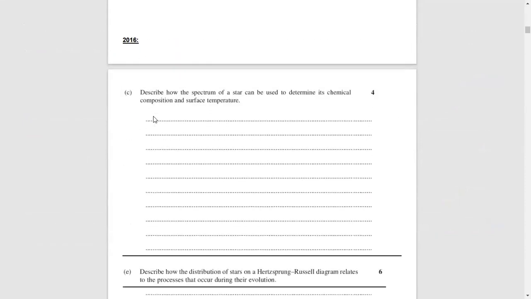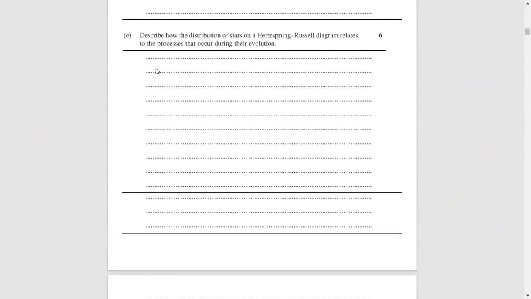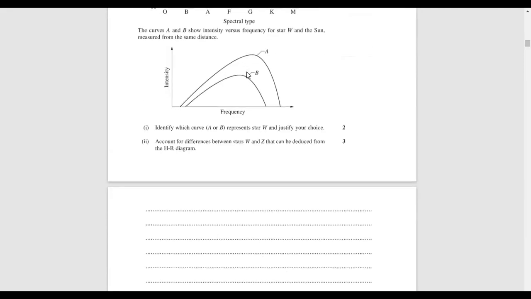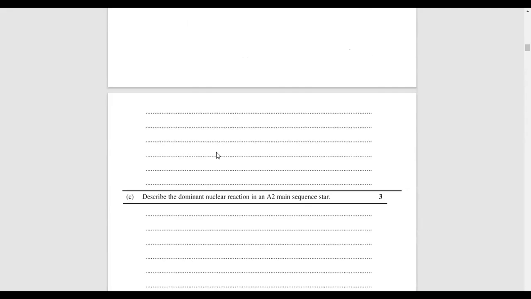Okay, describe how the spectrum of the star. Okay, so we basically did this question, so we can just skip that. Describe how the distribution of stars on the Hertzsprung-Russell diagram is the result of the processes that occurred during their evolution. Again, for 6 marks. So you can see there's a lot of extended response questions here. We've done a lot of star ones, so let's see if we can jump to a few of the other parts, because there's more to Module 8. But you can see there's a decent number of star ones.